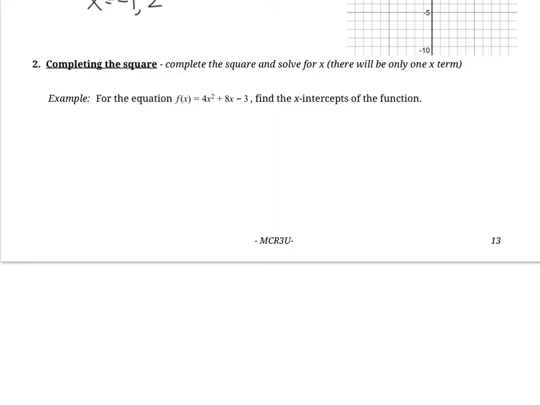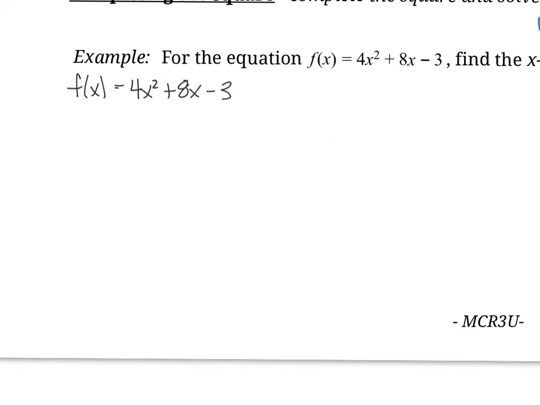So this question gives us a function and it asks us for the x-intercepts, and we know that the x-intercepts just mean that we're plugging in y is equal to 0 or f at x is equal to 0. So we're going to start with that, and then we're going to complete the square. So we're starting with our function 4x squared plus 8x minus 3, and we're going to sub in that f at x is equal to 0. The reason why I can do that is because we're looking for the x-intercepts. So we're going to start off with 0 equals 4x squared plus 8x minus 3.